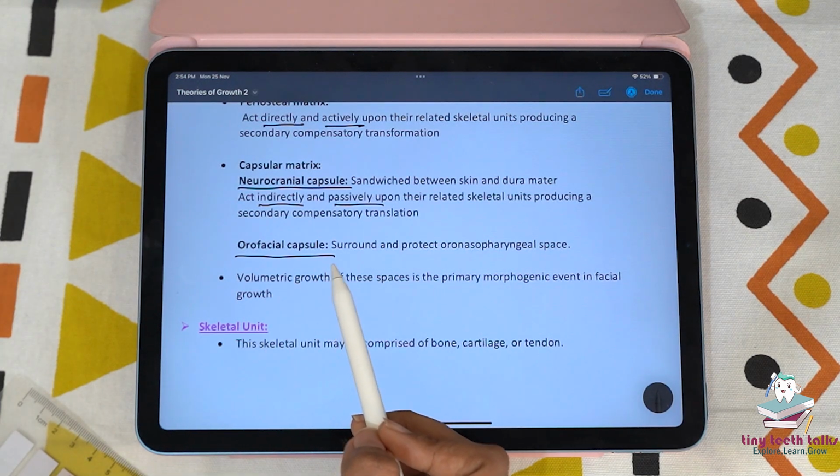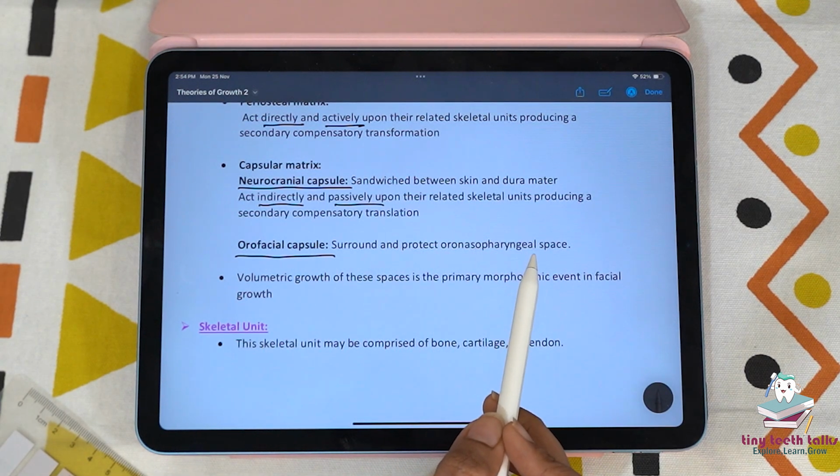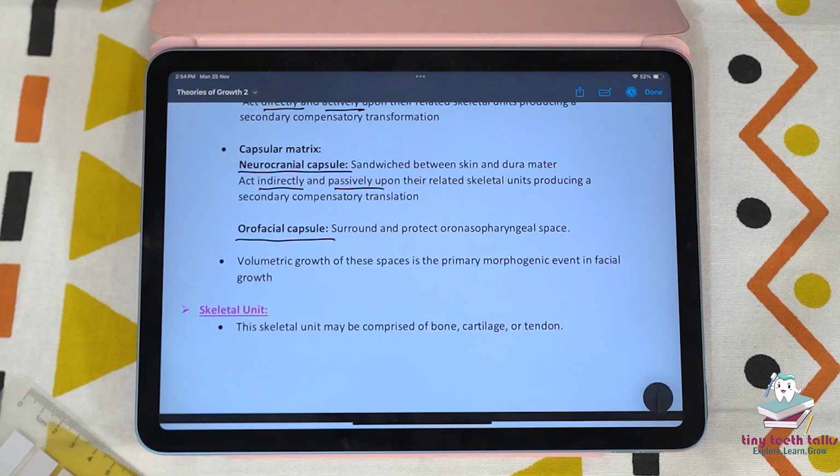Coming to the orofacial capsule, which surrounds and protects the oronasopharyngeal space, which includes the oral cavity, nasal cavity, and pharynx. These capsules play a crucial role in facial growth and development. As the oronasopharyngeal space expands, it exerts pressure on the surrounding orofacial capsule. This pressure translates into mechanical forces that stimulate the growth and remodeling of the facial bones. The bones adapt to these forces by growing and changing shape to maintain the functional integrity of the oronasopharyngeal space.